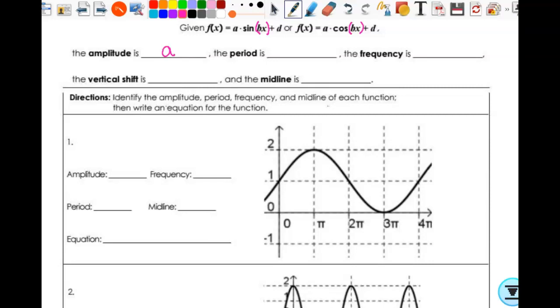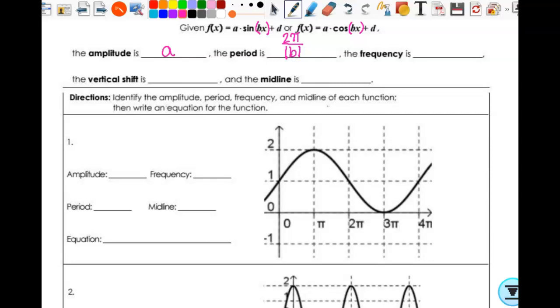The period, can I just look at the equation and always just pull the period right as a number off of there? No. Okay, what is the period for the parent function for sine and cosine? 2 pi. Okay, so the period for the parent function is 2 pi. So I'm going to take 2 pi and I divide it by what? B, the absolute value of B, right?